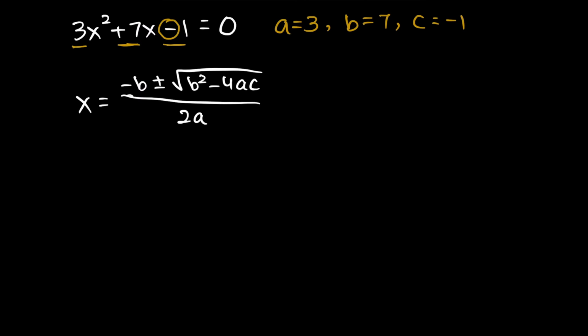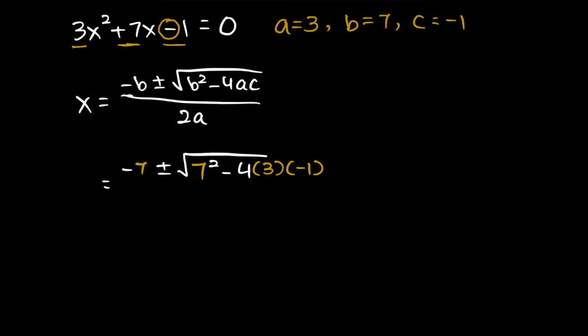All right. So firstly, we have negative b. So negative, what is b? b is 7, right? So we'll substitute that in. Negative 7. And then we have plus or minus the square root of b squared. So b is 7. So we have 7 squared minus 4ac. So 4 times a, which is 3, and then times c, which is negative 1.